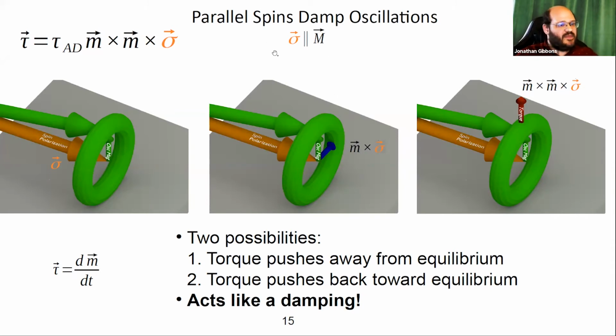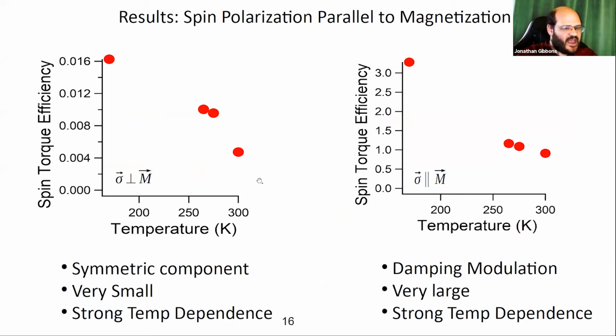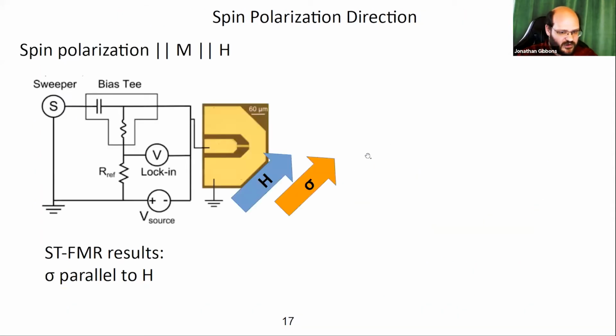But this is only sensitive to spins that are parallel to the magnetization. So it turns out that when we measure the first technique, the ordinary STFMR, we're only measuring the component of the spin polarization perpendicular to the magnetization. And when we measure the DC bias STFMR, we're measuring the component of the spin polarization parallel to the magnetization. So what does this tell us? Well, it says that we have a very, very large spin torque efficiency, and one where the spin polarization is parallel to the magnetization of the permalloy.